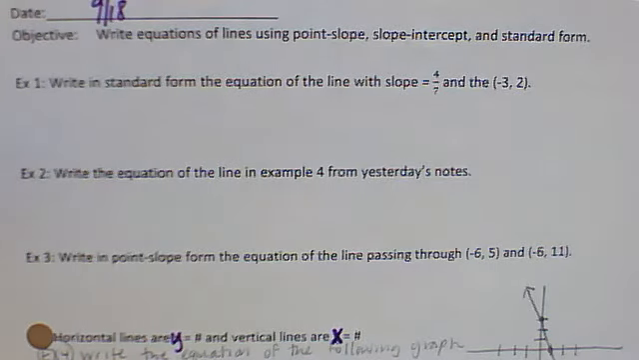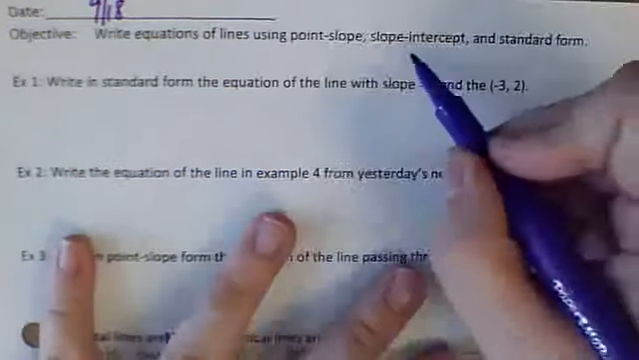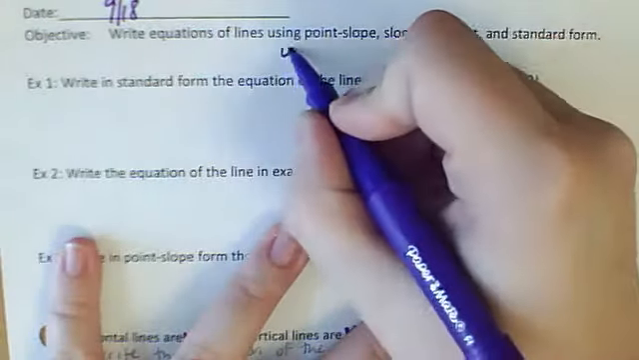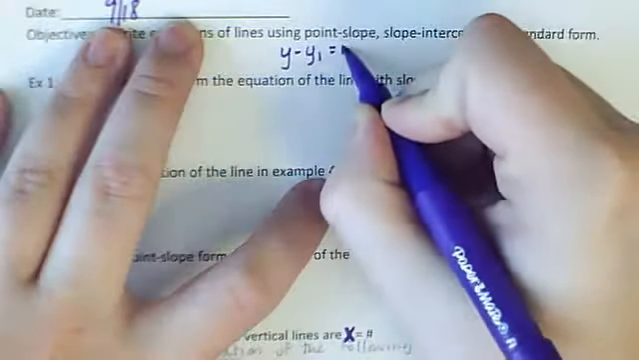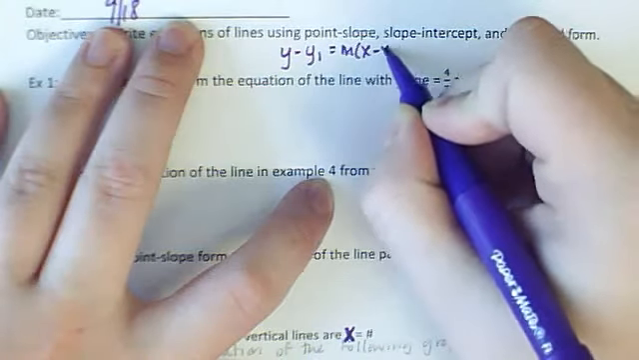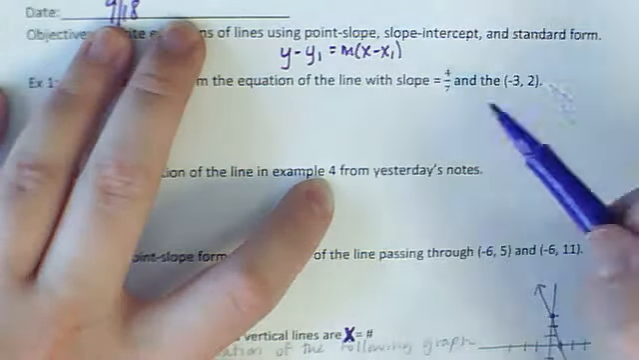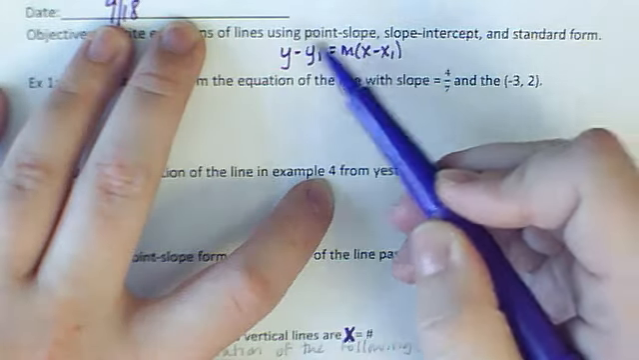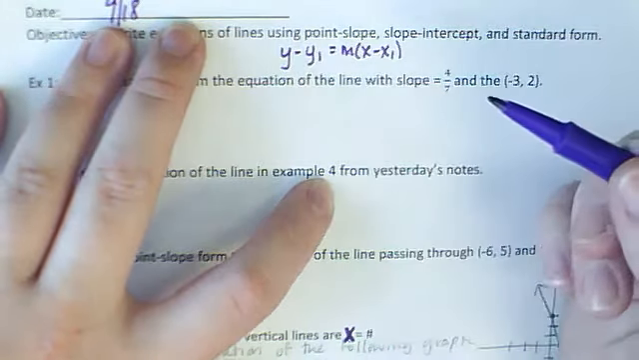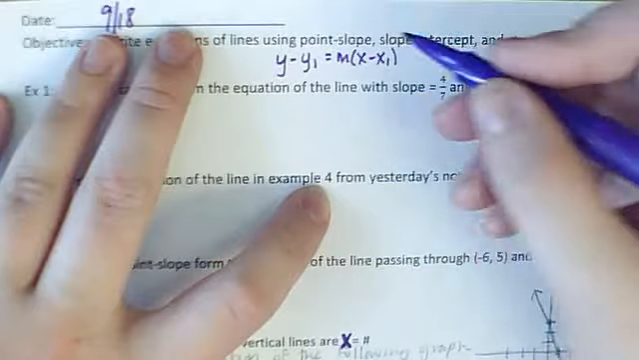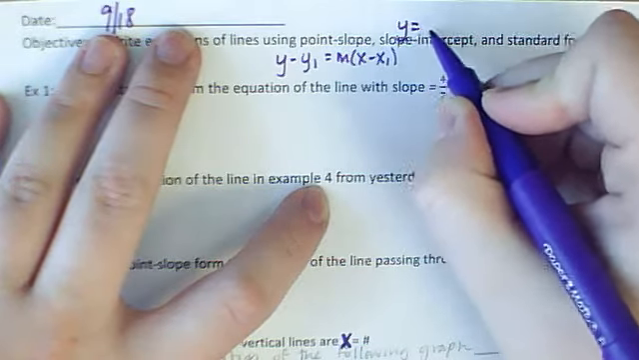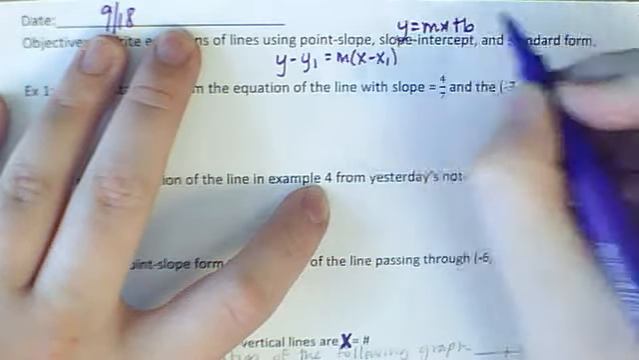Alright, so today we talked about writing the equations of lines using the different forms that there are. The first is point-slope, which is y minus y1 equals m times x minus x1. If you have a point and a slope, you're going to use this form in order to get your equation. The other one is slope-intercept form, the most common one, y equals mx plus b.